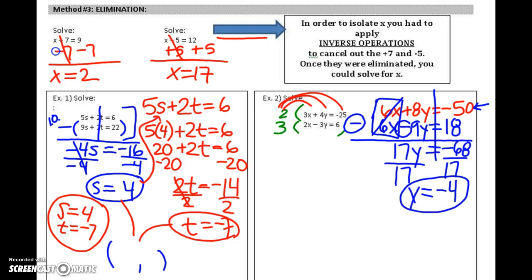Again, I don't have my final answer because that is only the y. So now I need to choose one of the two equations that I started with, plug in my value for y, and solve for the x. Again, it doesn't matter which one. No matter what, you'll get the same answer. I'll choose the first one. 3x plus 4y equals negative 25. Now I know that y is equal to negative 4, so I'll plug in negative 4 for the y so that I can solve for only the x.